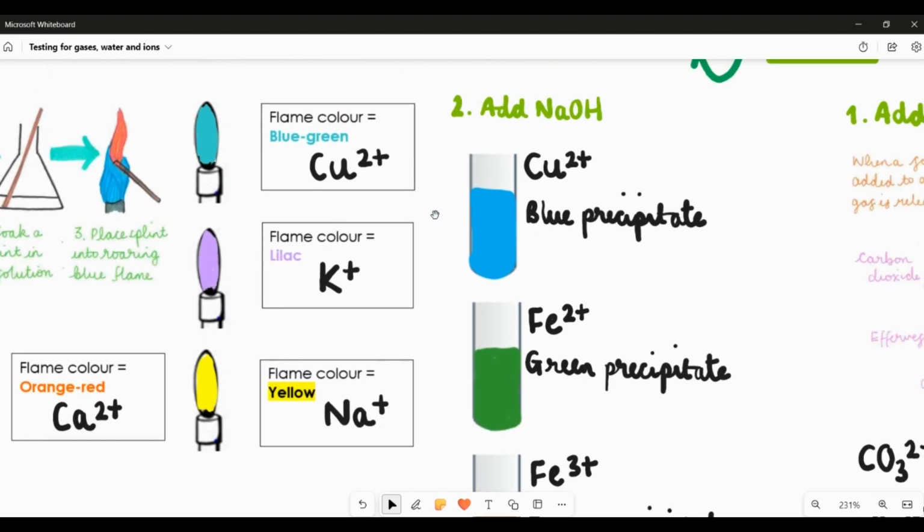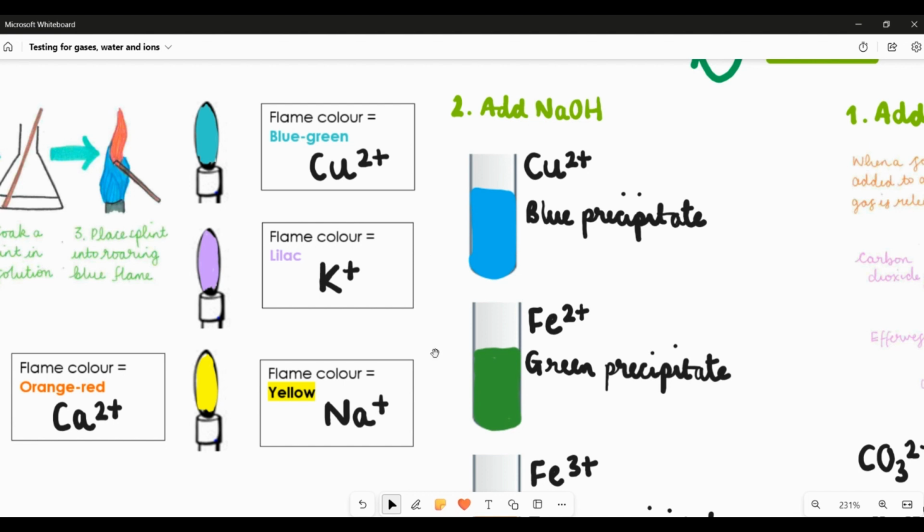Notice there are 2 different ways we can test for copper ions. We can do the flame test and see the blue-green flame, or we can add sodium hydroxide to the solution and we would get a blue precipitate. The word precipitate is a solid formed when we react 2 solutions together, and it makes the contents of the test tube look really thick and cloudy. We can no longer see through the test tube anymore. It's pretty obvious that these form as precipitates, but we do need to understand what that word means. So a precipitate is a solid formed when 2 solutions are reacted together.